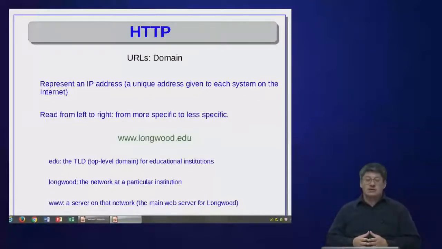scope of this course. One important thing is that domain names are read from left to right, and they go from more specific to less specific. So for example, the domain www.longwood.edu, edu is the least specific part of that domain. It represents all educational institutions. Longwood is a little bit more specific. It identifies a particular educational institution, and www identifies a particular server on Longwood's network, the World Wide Web server.